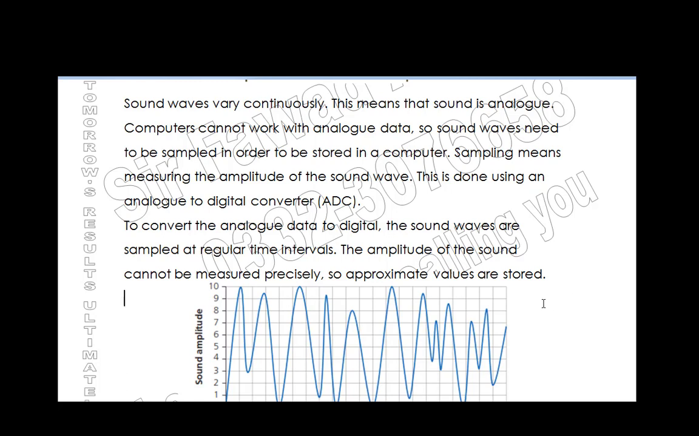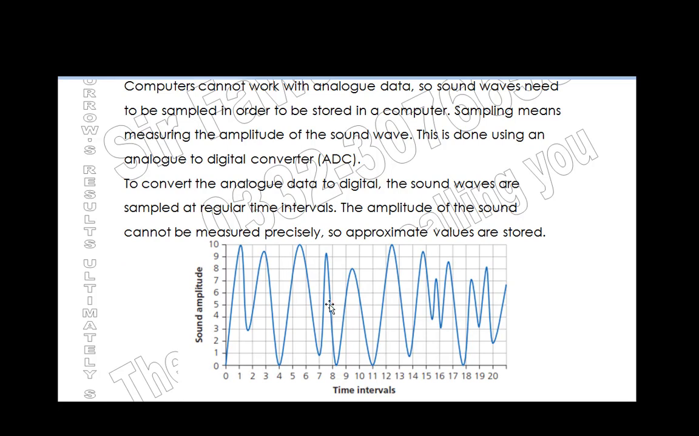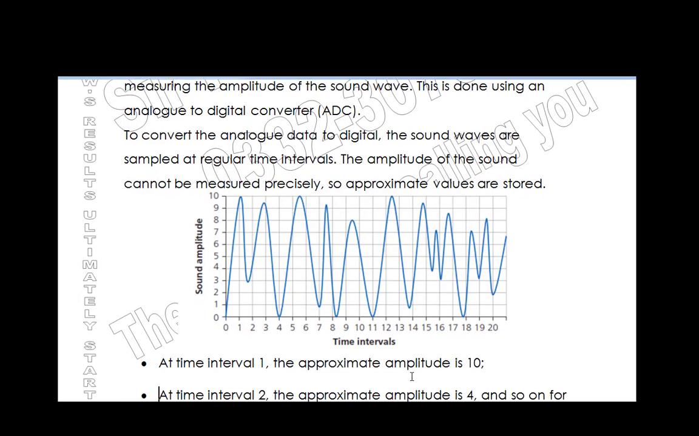As you can see in the graph, sound amplitude is on the y-axis and the time interval is on the x-axis. Let's look at time interval 1. It says the approximate amplitude is 10. Approximate means it could be 10, it could be 9. So the approximate value is 10. We need to measure the highest value.